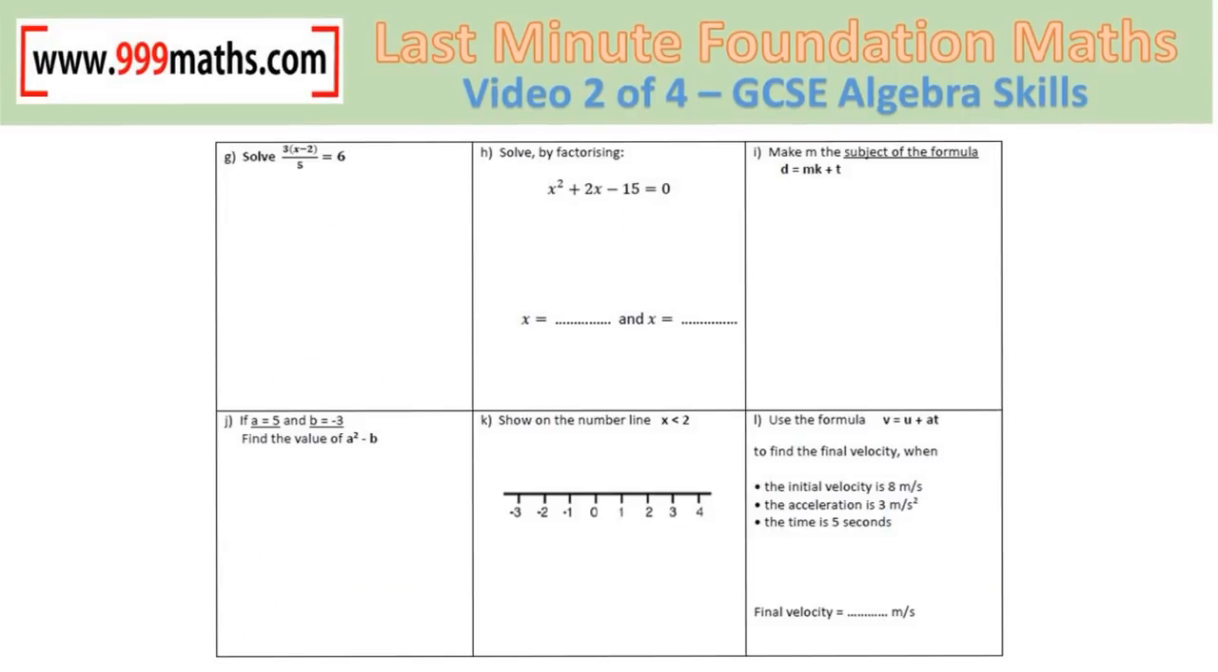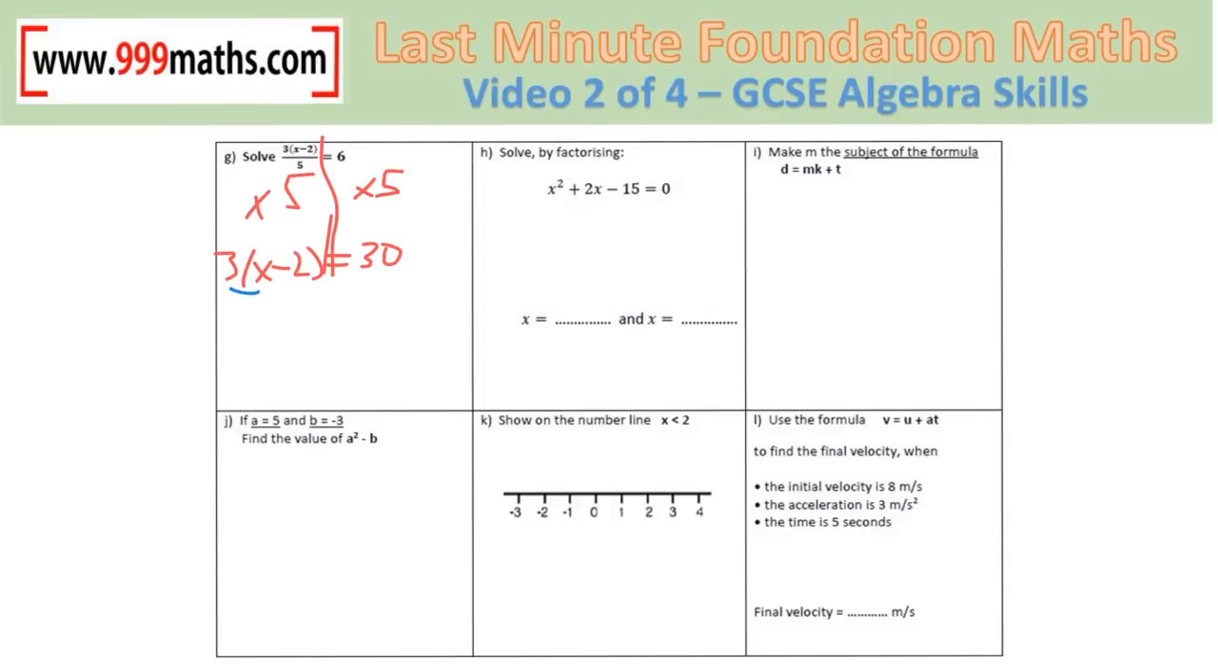Pause the video now if you want to have a go at these before the answers come up. The first question is just a longer equation. Normal process by putting a line down, multiplying by 5 to get rid of the divide by 5 on the left will give me 3x minus 2 equals 30.